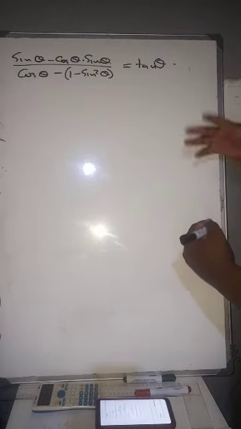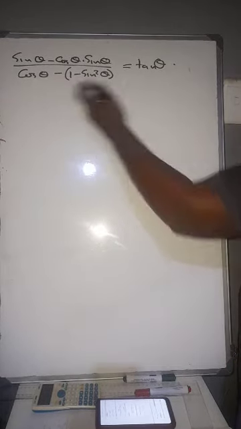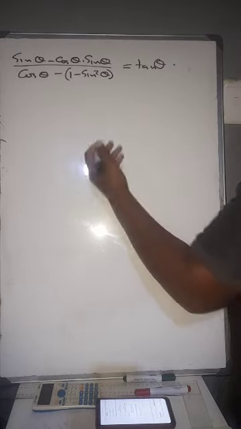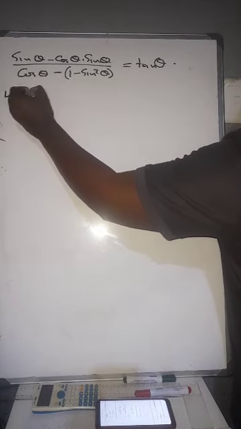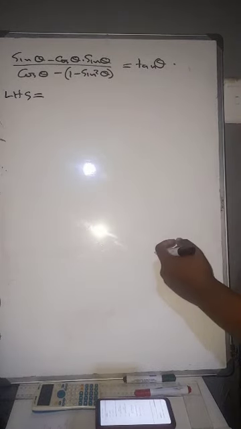Prove the identity. How do you prove the identity? Remember, when proving the identity, we need to prove that the left hand side is equal to the right hand side. So in this case, we choose the left hand side because there is nothing to simplify on the right hand side. All right, what do we do here?